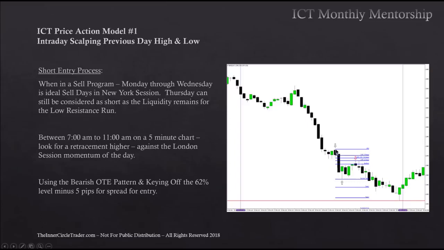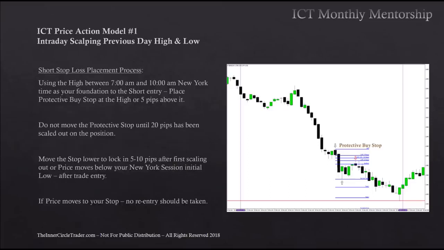We have our initial New York high today. The market makes a run lower, retraces higher, gets right back to the 62% retracement level, but we don't trade short right there. We subtract whatever that 62% retracement level is minus 5 pips from that, and that's what our entry price would be. Okay, and then we would look for a run lower.